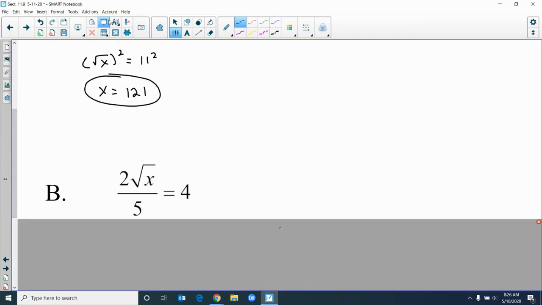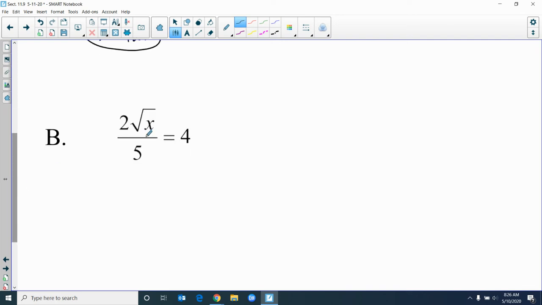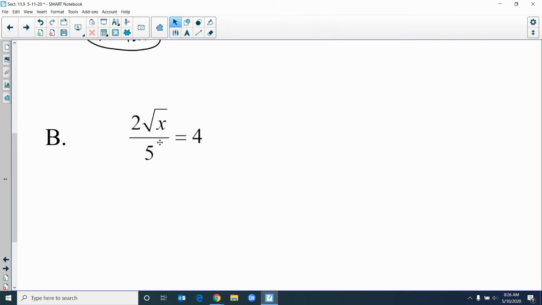All right, now this one's a little bit more involved. 2 square root of x over 5 equals 4. I would probably tell you to do this in 2 steps. Now, if you notice, I kind of got this moved over to the side a little bit. I'm going to get rid of the 5 first.